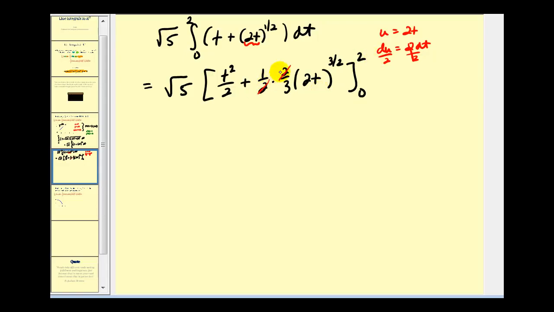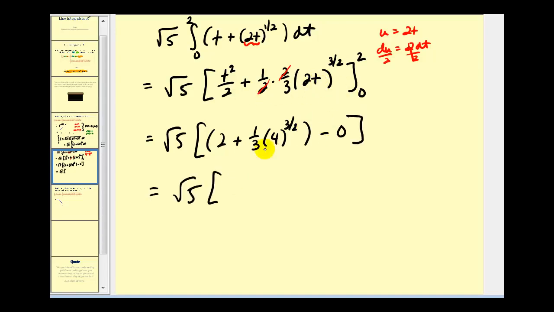This simplifies nicely here. So when t is 2, we'll have 2 plus 1/3 times 4 to the 3/2 power, minus, and then when t is 0, these are both 0. So 4 to the 3/2, this will be 4 to the 1/2 cubed. That's 2 raised to the third power. It's 8. So 2 plus 8/3. 2 is the same as 6/3, so this will be 14/3. So 14 square root of 5 all over 3.